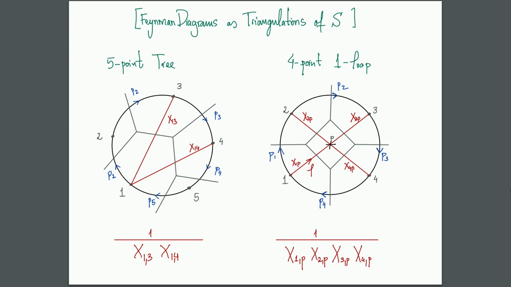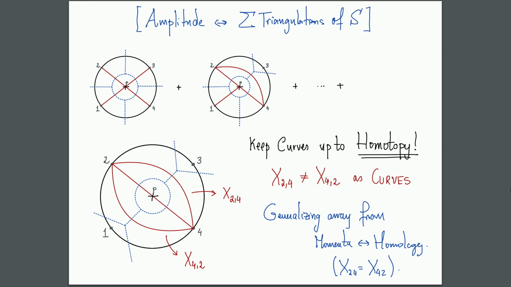Okay? So in this language, amplitudes are basically what we get when we sum over all the possible ways of triangulating the surface. So here's a few more examples at 4 points of 2 other diagrams from 2 different triangulations. But the point that I want to emphasize is that when I consider these triangulations, it's crucial that I keep all the curves up to homotopy. Okay? Here's an example where this point is made obvious. So in this case, it's crucial that curve x24 is different than curve x42, so that I get this diagram, even though in the standard momentum, their momentum is exactly the same, because they are homologous to each other. So this generalization is going to play a crucial role in a few slides.